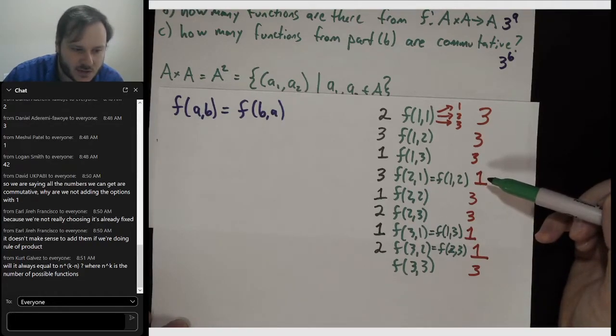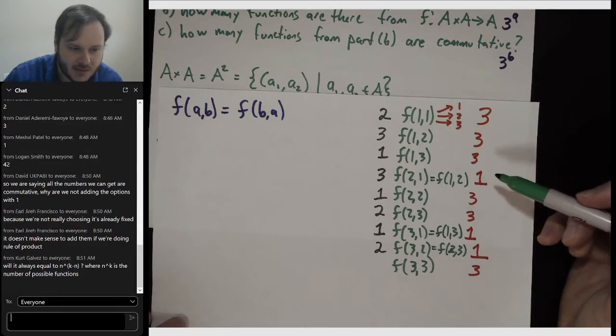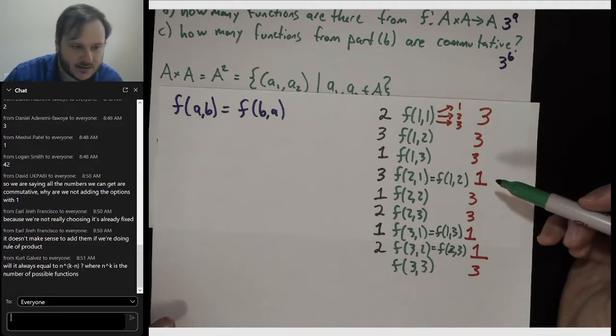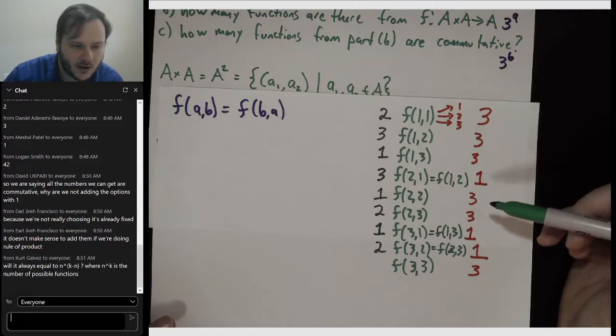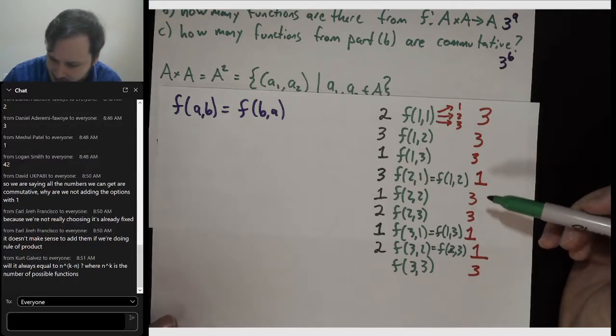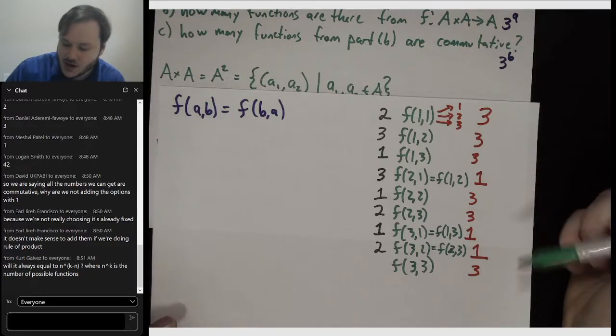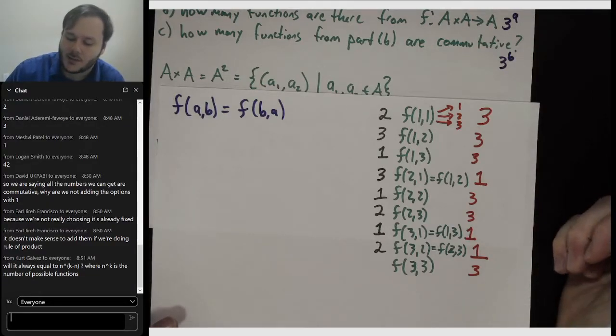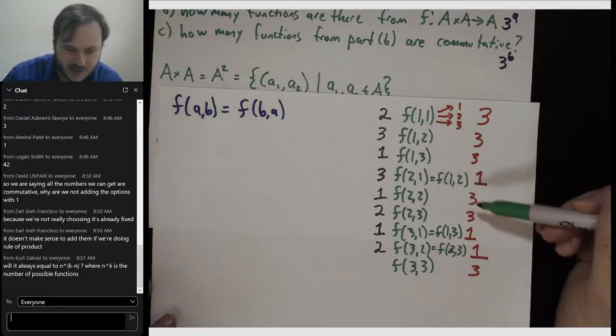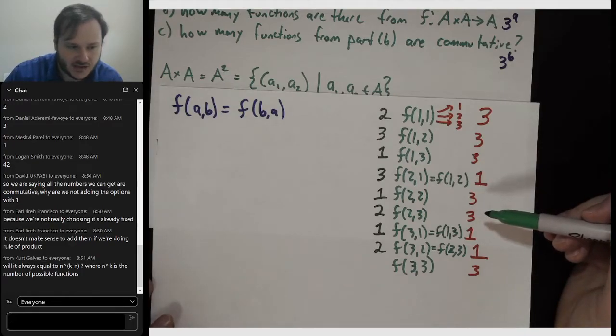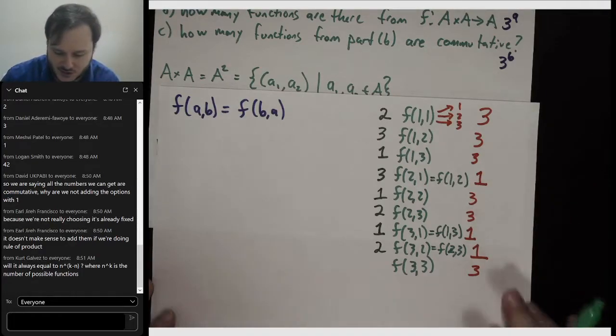Is it always equal to n to the k minus n, where n is the number, n to the k is the possible number of functions? No. The number of things that are fixed will change with n. It's a really good question. I really like Kurt's question.